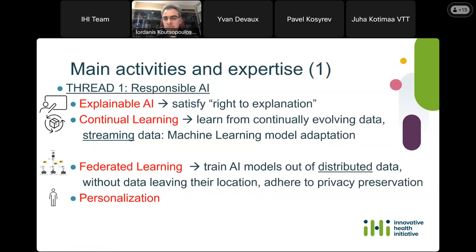In terms of responsible AI, we talked already about explainable AI and tools to do that, to satisfy the patient's right to explanation. In terms of continual learning, the need to learn from continually evolving data and, as I said before, to adapt the machine learning model. And also two other aspects are the need to train AI models out of distributed data without having the data leave their location. So this is also a cornerstone of responsible AI because it talks about privacy preservation and also personalization of the results of the AI model.